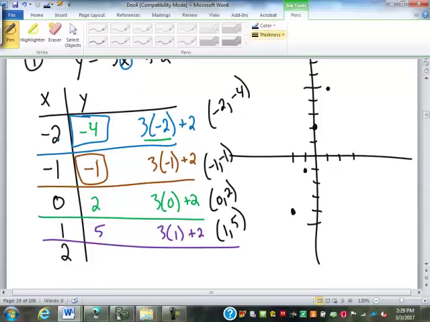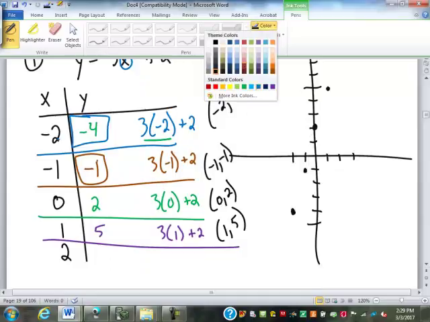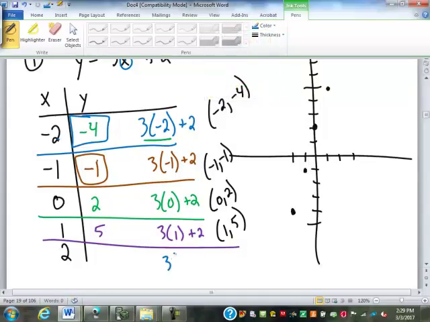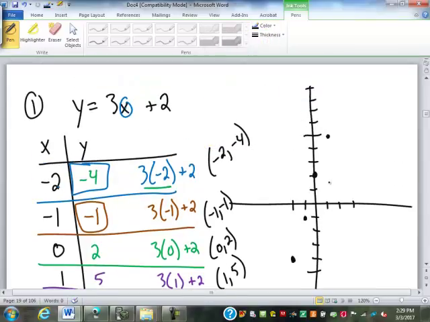And finally, there you go. When x is 2, you're absolutely correct. Y would have to be 8. 3 times 2 is 6, plus 2 is 8. So that gives us the point. X is 2, y is 8. So x is 2, y is 8 is right there. Once again, this forms a line on our graph.